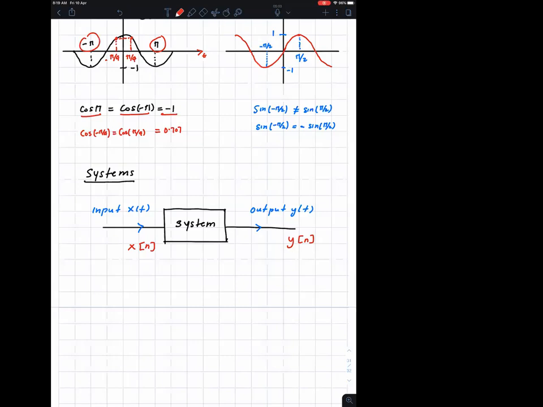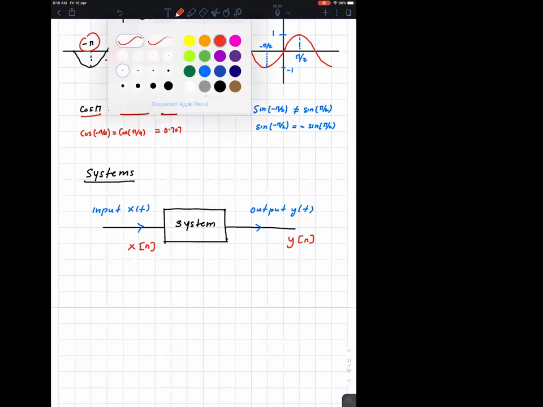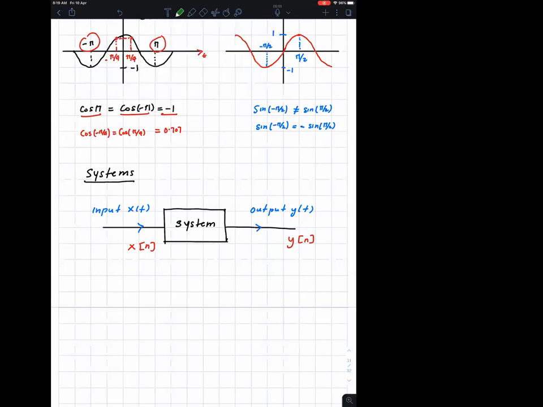Or you can have a hybrid system. In a hybrid system, the input can be discrete time and the output can be continuous time, or the input can be continuous time and the output can be discrete time. Signals are processed inside here. Signal processing. Signals are processed inside the box.